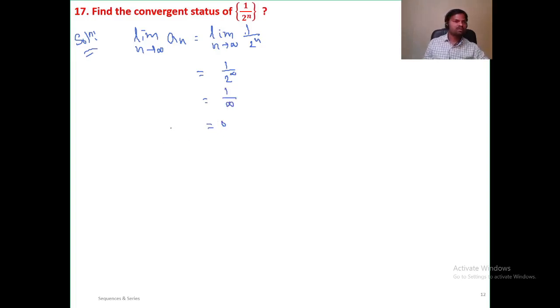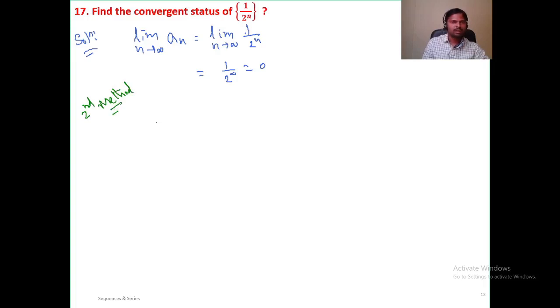Not only this, by using the sandwich theorem also you can do it. So directly it will be 0, or by using the sandwich theorem, that is the second method. You can do it in a number of ways. The only thing is you have to involve yourself in the subject.